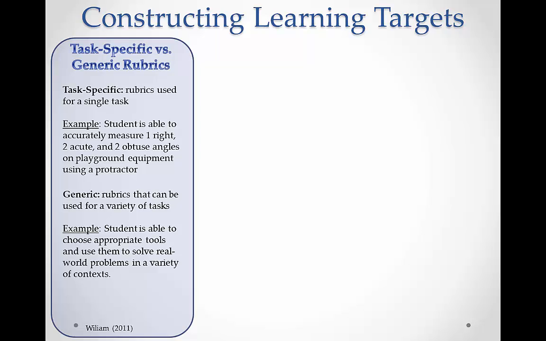An example of a success criteria from a generic rubric might be, students are able to choose appropriate tools and use them to solve real-world problems in a variety of contexts. Again, these success criteria fall on a spectrum between general and specific, so they can easily be rewritten to have varying degrees of generality or specificity as needed. An advantage to generic rubrics is their ability to promote transfer, an extremely important ability for every learning target, since the generic rubric can be used from one task to the next.